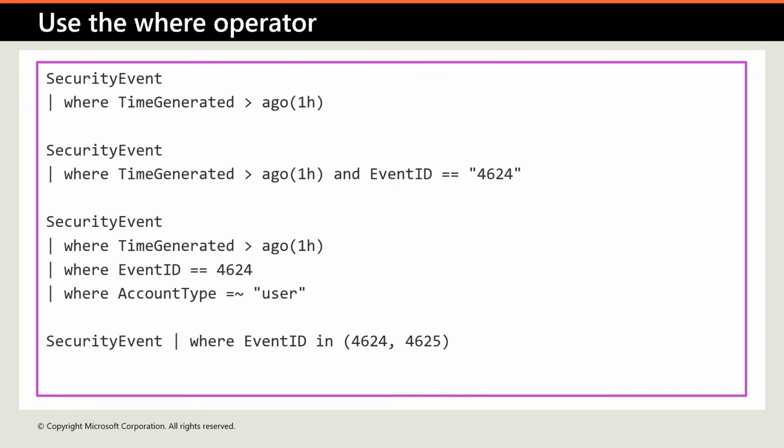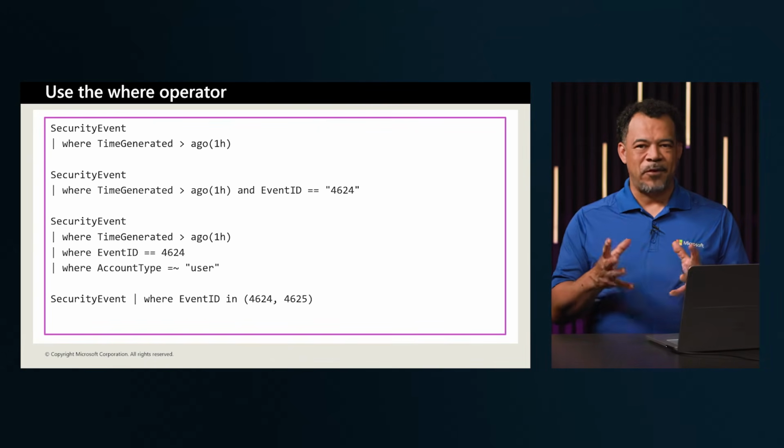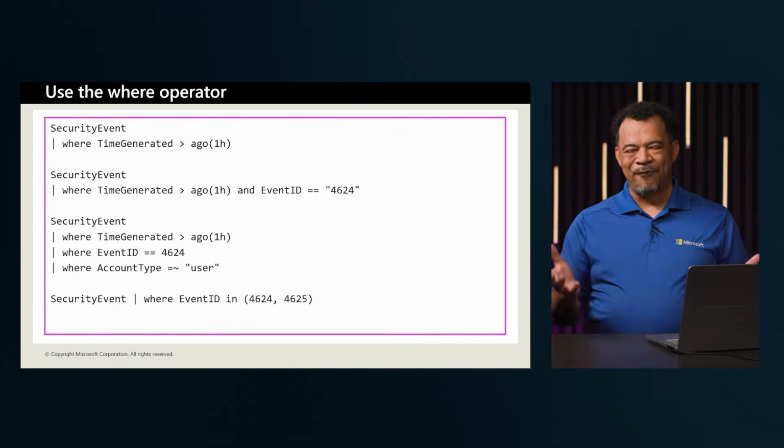The where operator is your go-to for filtering data. It lets you narrow down results based on specific conditions. It's like saying, only show me the rows where this thing is true, whether it's a certain event ID, username, or time range. You usually use it early in your query to cut out the noise and to focus on what really matters. Compared to search, where is more efficient because it targets specific fields instead of scanning everything.